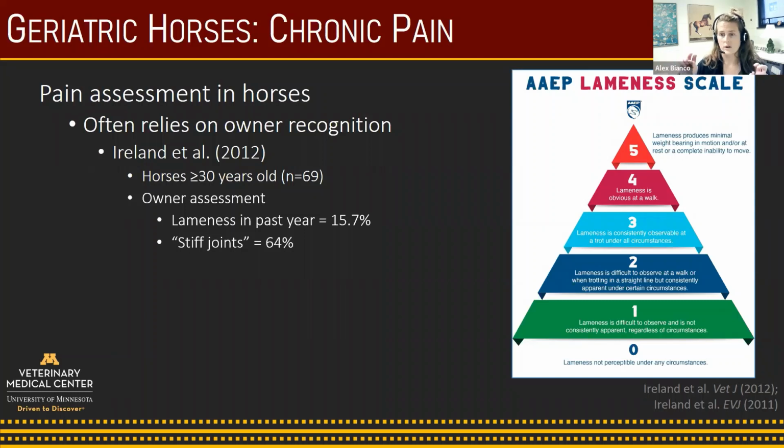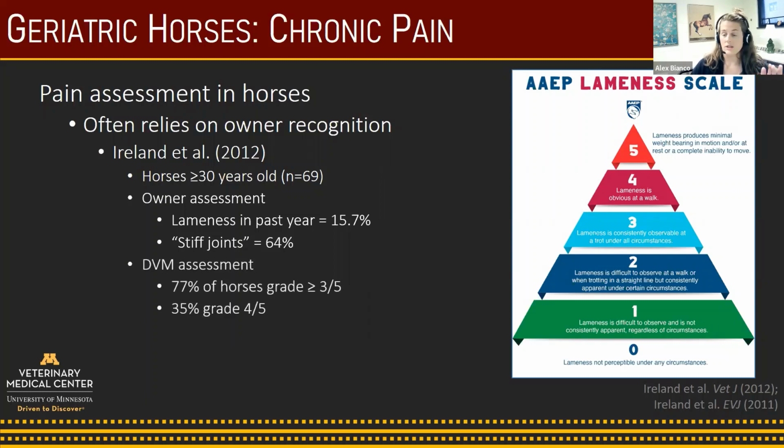Then they had the exact same horses assessed by a veterinarian, and when a veterinarian looked at them, almost 80% of them were graded at least 3 out of 5 lame. You can see that on the scale. So basically they're lame at a trot consistently. And over a third of those same horses were grade 4 lame, so lame at a walk.